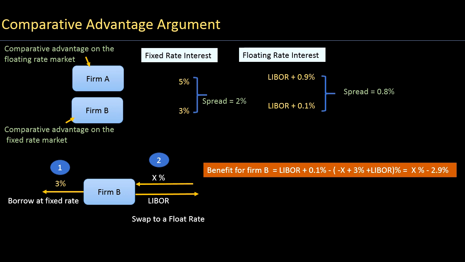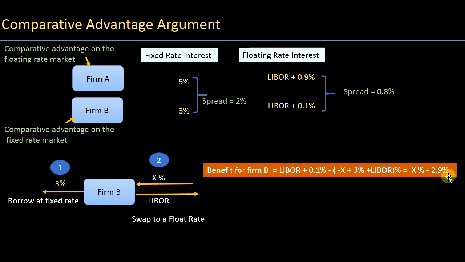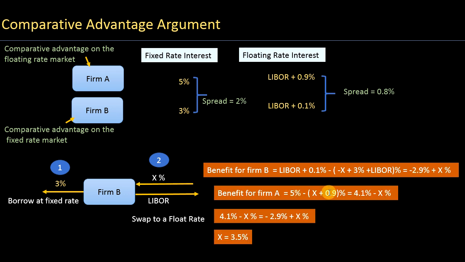So we have calculated the benefit for firm A is this, and the benefit for firm B is this. Now let's assume that both benefits are equal. In other words, firm A and firm B are equally sharing the benefit. So that means these two figures should be the same, and that gives us X equals 3.5%. Now what does this mean? X is 3.5% means the fixed rate in this interest rate swap is 3.5%.